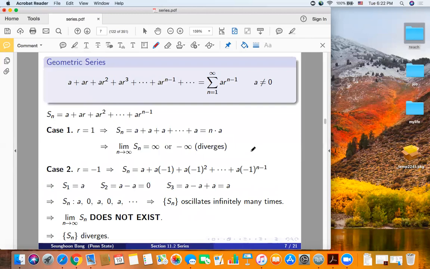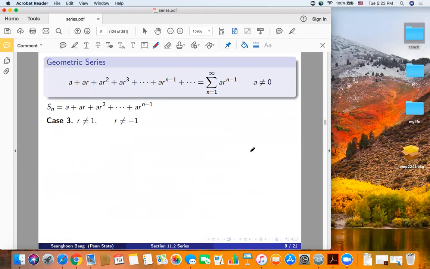So the third case is r is not equal to 1. Sn is a plus ar plus ar squared, up to ar to the n minus 2 plus ar to the n minus 1. You can calculate r times Sn like this. Does it make sense? You multiply both sides by r.